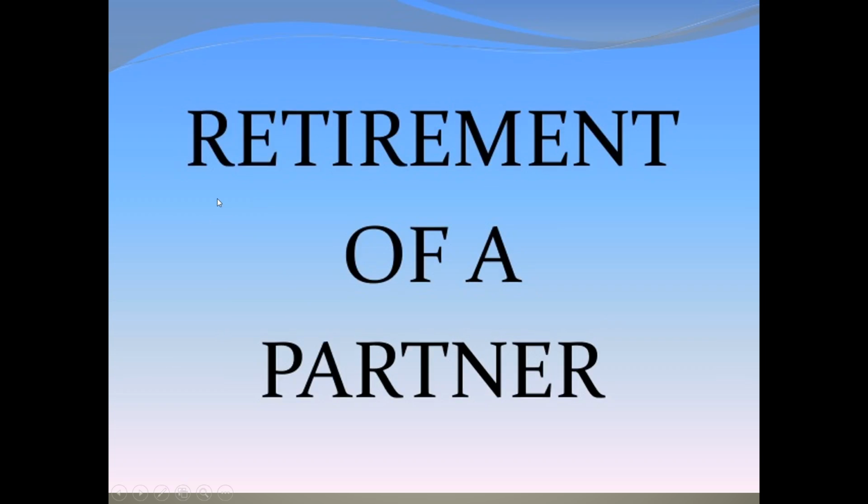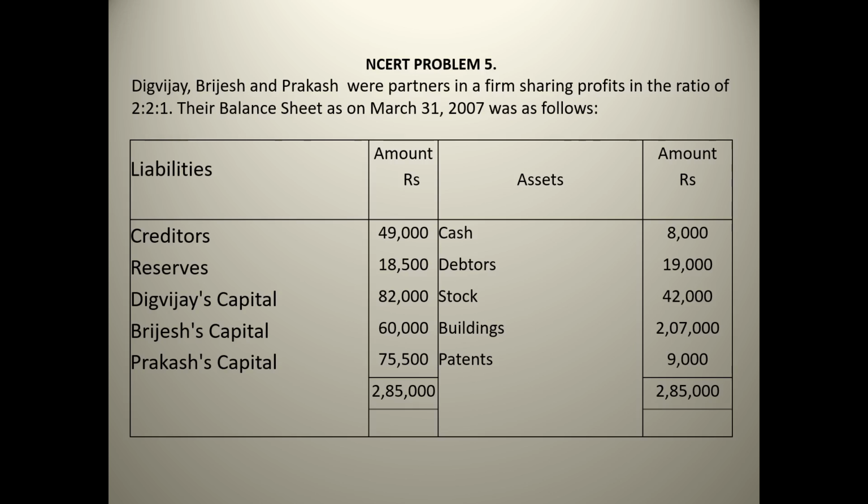Hello, my dear students. Today we are going to consider one more problem from the retirement chapter, and this problem we are taking from the NCERT book, numerical question number 5, from the old book. Here Digvijay, Brijesh and Prakash are partners in the profit sharing ratio 2:2:1, and their balance sheet as on 31st March 2007 was as follows.